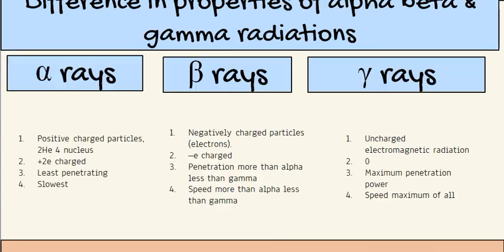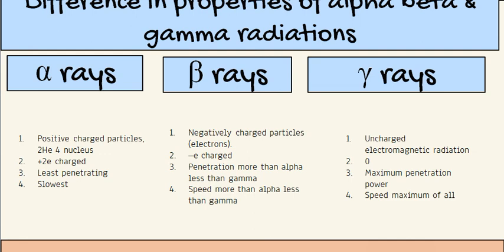Now we are going to discuss the difference in the properties of alpha, beta and gamma. Alpha rays are the helium nucleus, so they have 2 units of positive charge, and their penetration power is less, and they are the slowest of all three. Moreover, they are heavy, so that's why their penetration power is less. Beta rays are nothing but negatively charged electrons, so they have 1 unit of negative charge, and their penetration power is more than that of alpha and lesser than that of gamma rays.